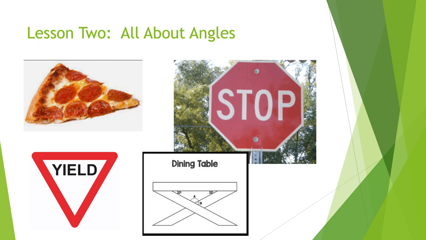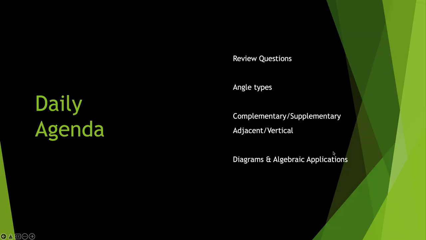A yield sign definitely gets my attention, as does the prototypical octagonal stop sign. Dining tables. Angles are all around us. And knowing the different types and classifying them and how they work together is what today's lesson is all about. What we're going to cover today, we're going to start off with review questions. I always start off with review questions, every single lesson.